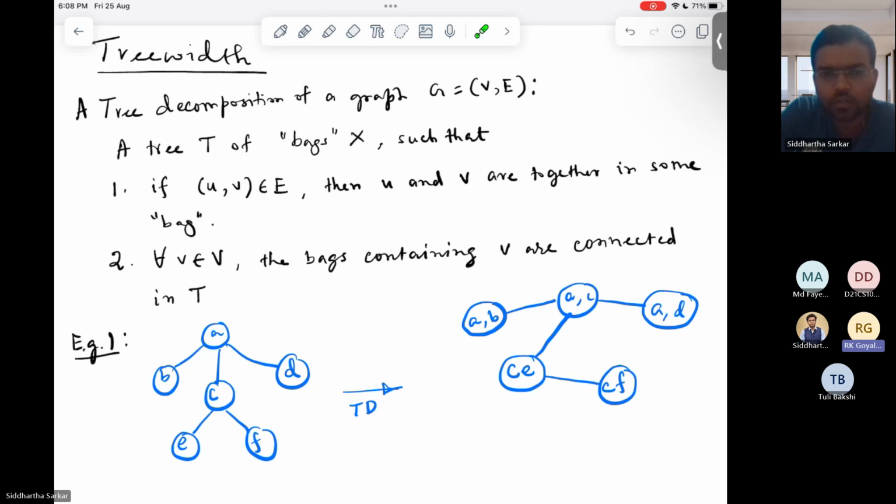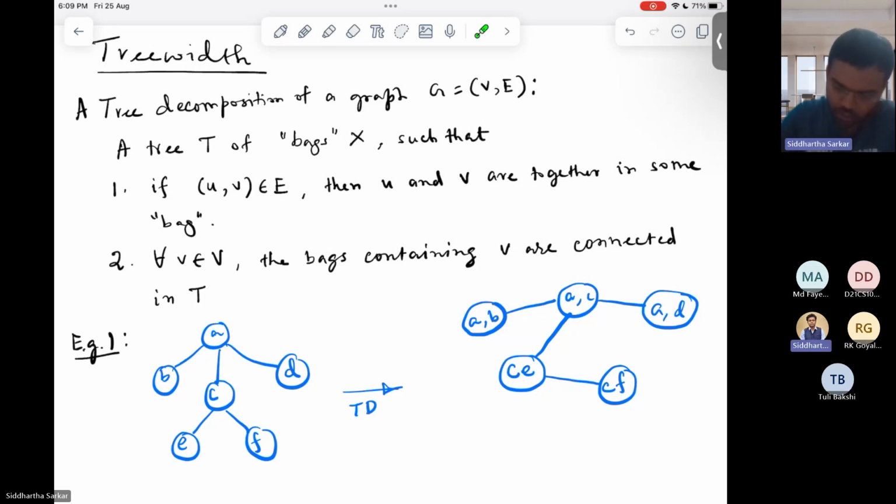But then A is appearing in three bags. So how to make connections among them? This is connected via this. So this is a connected path. But AB is not connected to AD here. If we try to connect AB and AD, this will result in a loop.